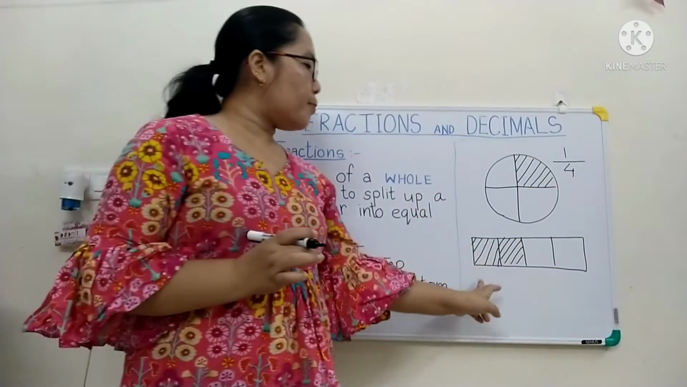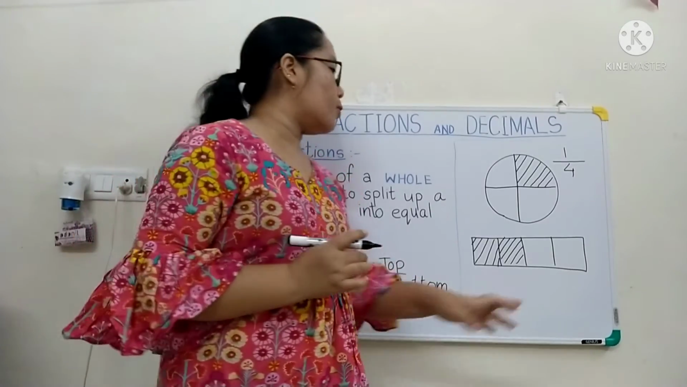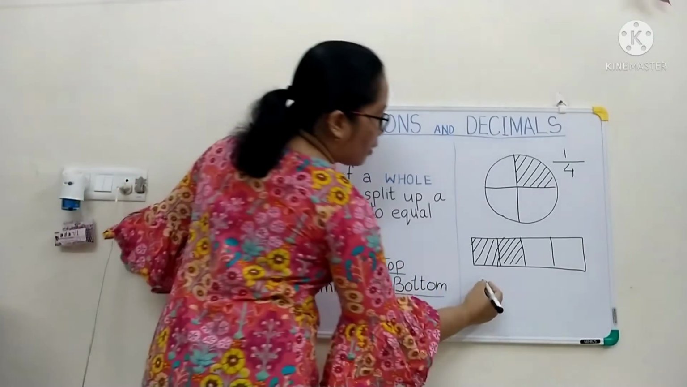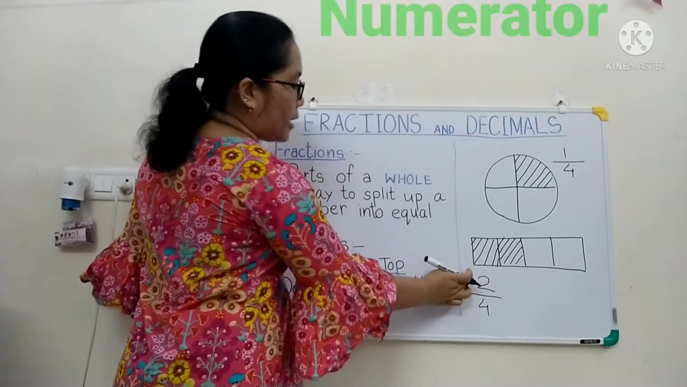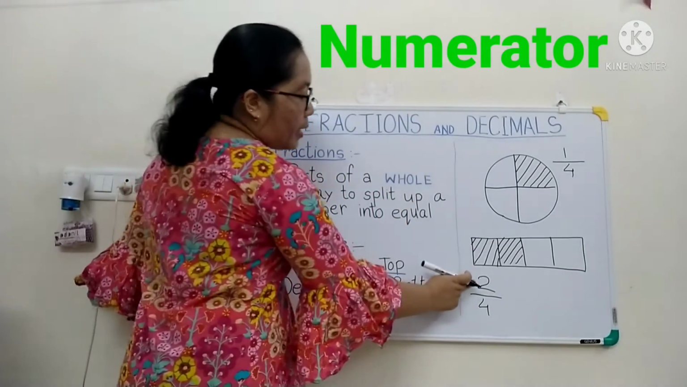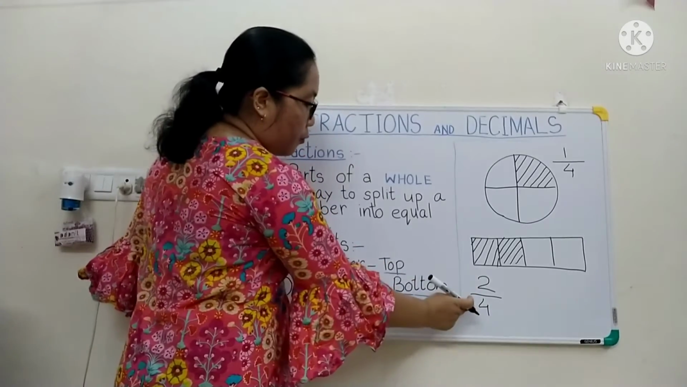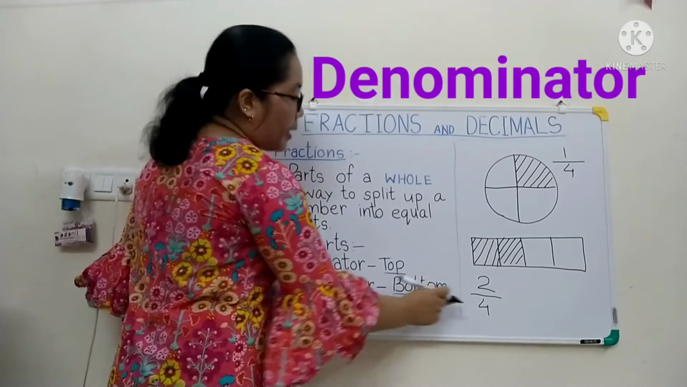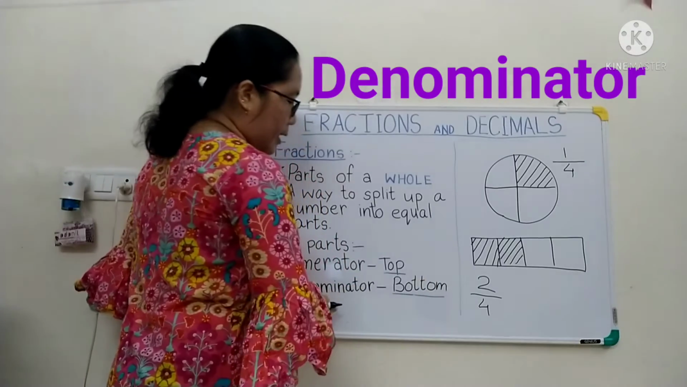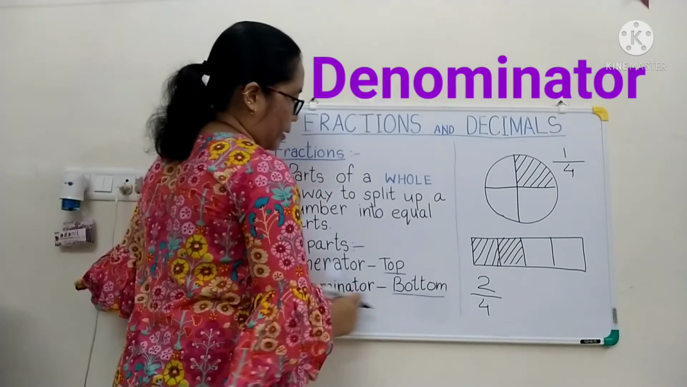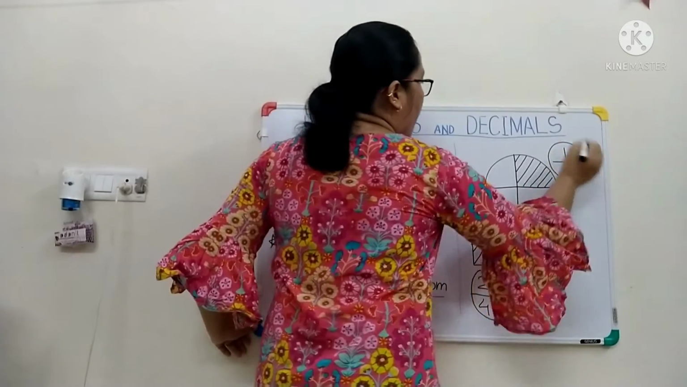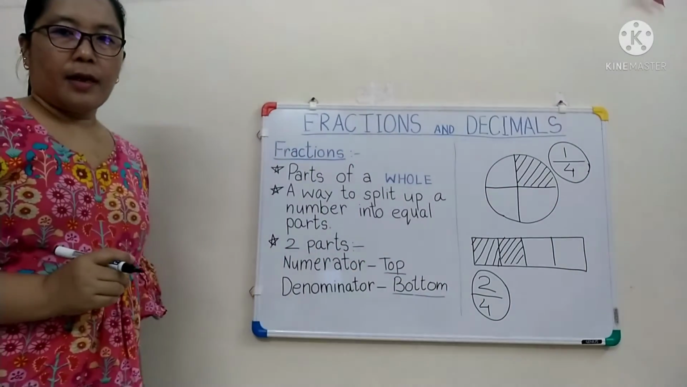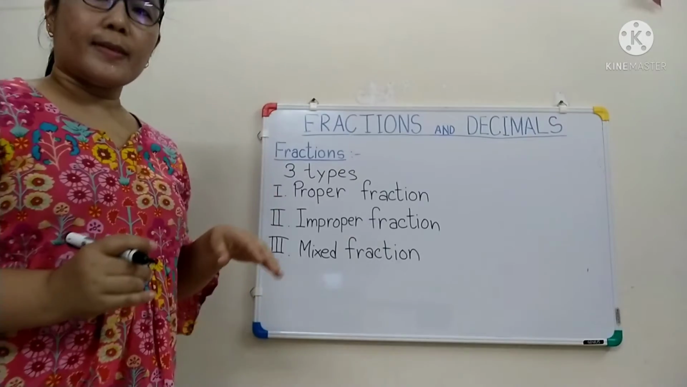Similarly in this figure also we can say 2 upon 4, where 2 is at the top, so 2 is the numerator, and 4 is at the bottom, so we call it the denominator. Together they form a complete fraction. Up to this, is it clear?